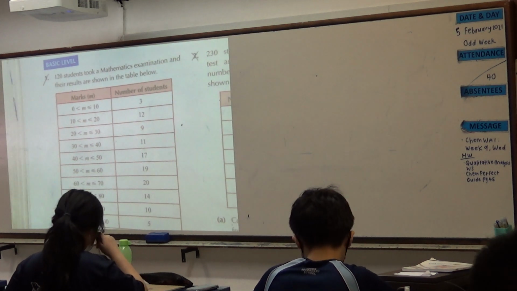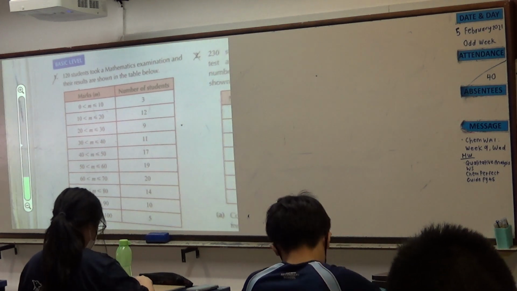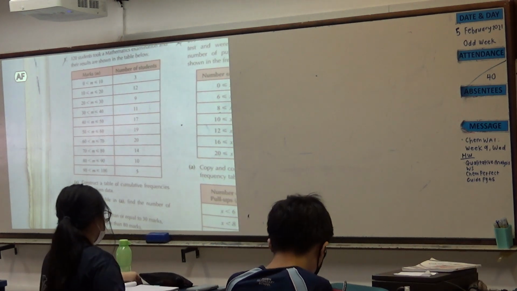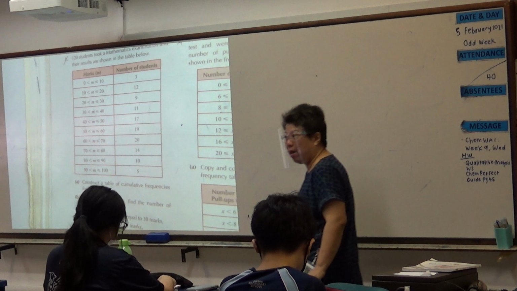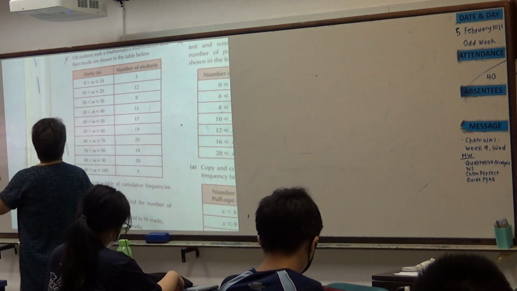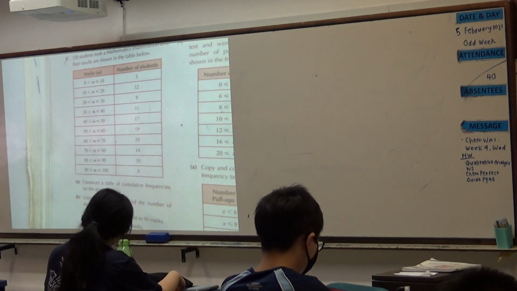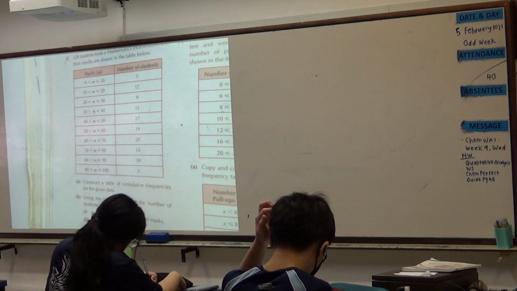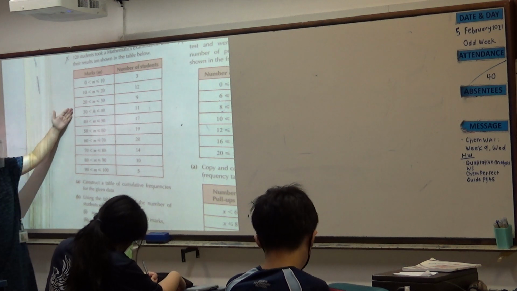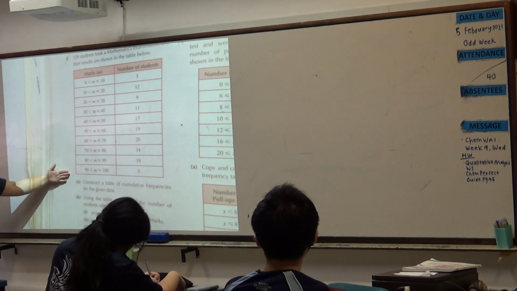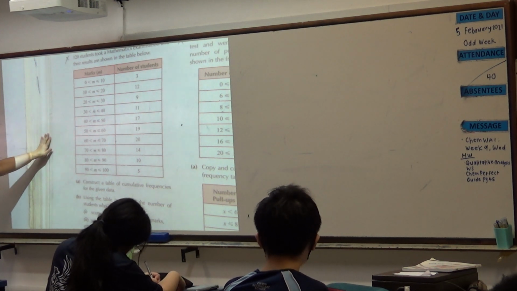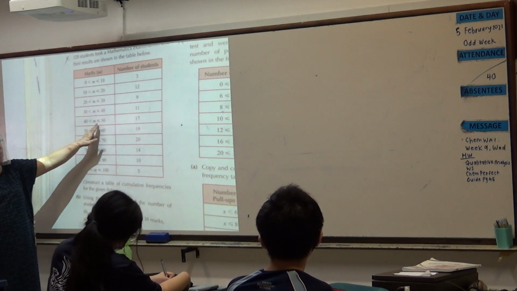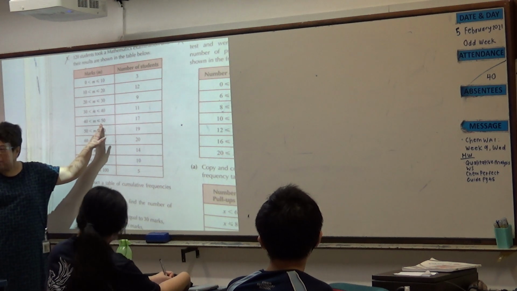Number 1 here. Do not copy, I'm going to tell you what to do first. Now, 120 students took a mathematics exam and their results are shown in the table below. This is just a frequency table. What does this table mean? All of you look. 17 students score more than 40 but less than or equal to 50.